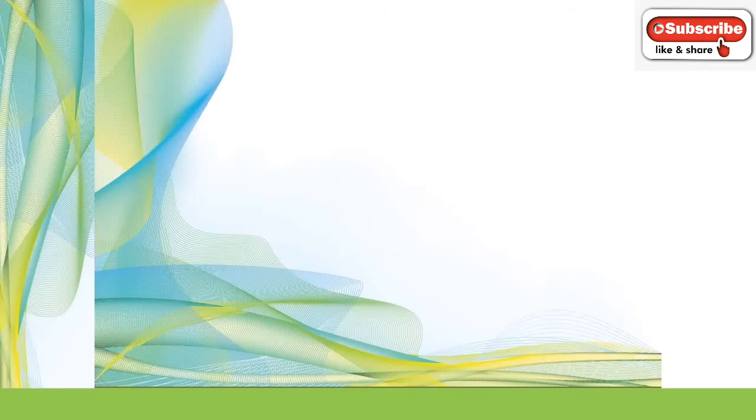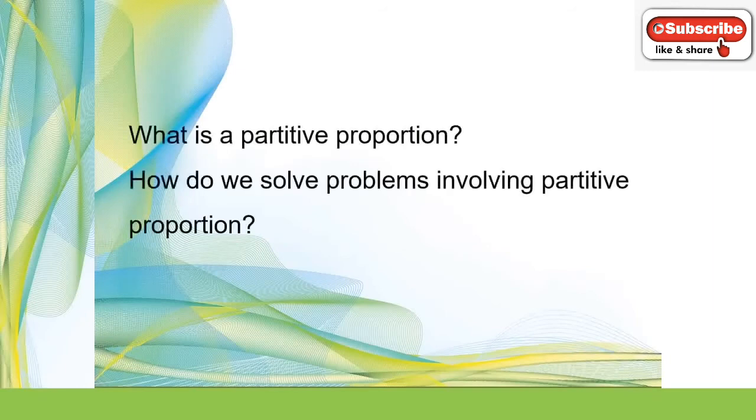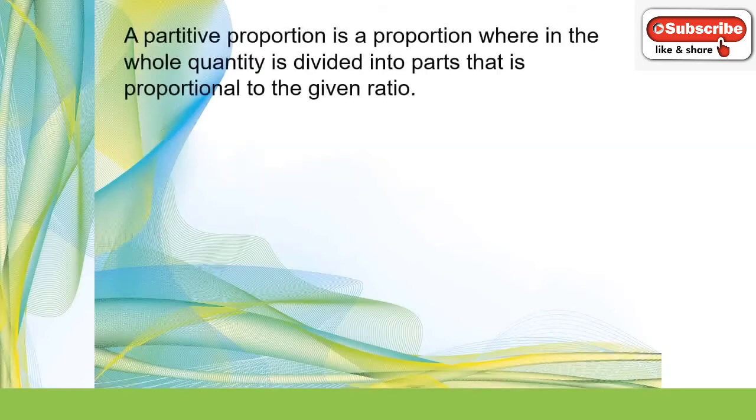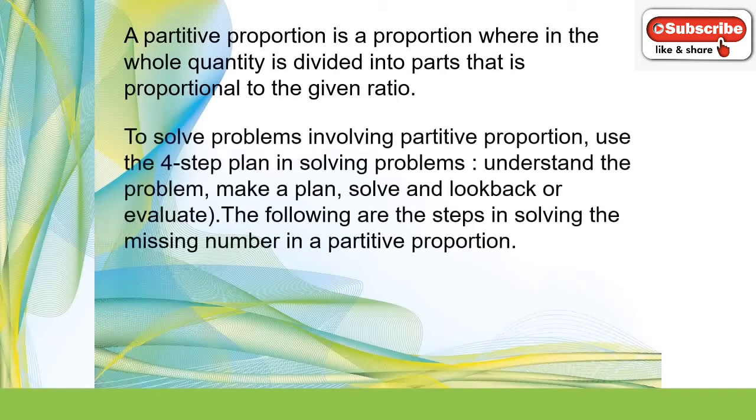Let us have a review of our past lesson. What is a partitive proportion? How do we solve problems involving partitive proportion? A partitive proportion is a proportion wherein the whole quantity is divided into parts that is proportional to the given ratio. To solve problems involving partitive proportion, use the 4-step plan in solving problems. Understand the problem, make a plan, solve and look back or evaluate.